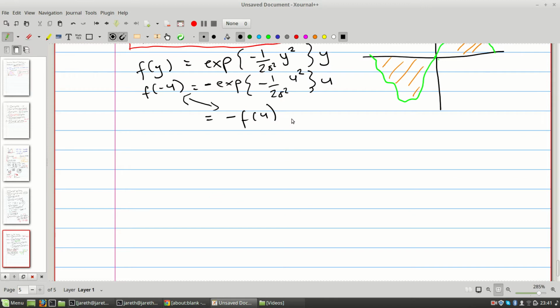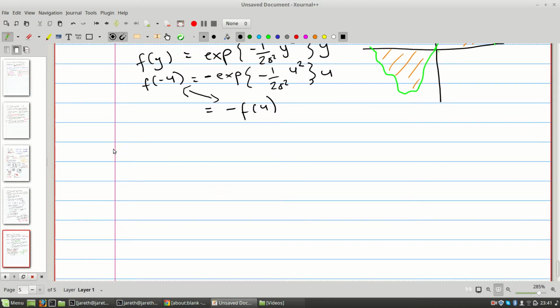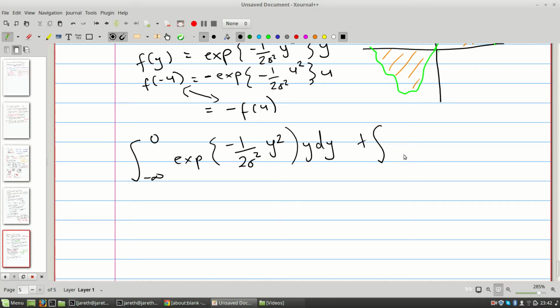If you're still not convinced of this, then of course we can expand this integral further and say, okay, let's take the integral from minus infinity up to 0 of the exponent of minus 1 over 2 sigma squared y squared times y dy, plus the integral from 0 up to infinity of the exponent of minus 1 over 2 sigma squared y squared times y dy.